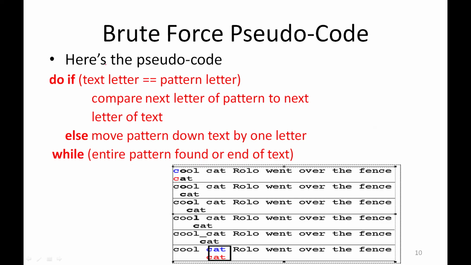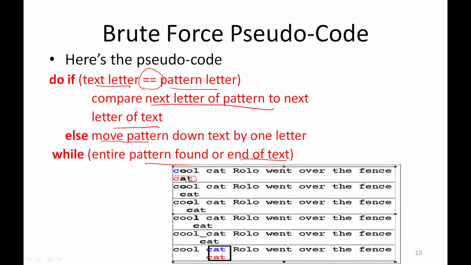We just match the text letter and the pattern letter to see whether they're equal. If they're equal, then we compare the next character of the pattern to the next letter of the text. Otherwise, we move. That is when I said about sliding, right? So you move the pattern down the text, that is forward, to the right of the text by one letter, and you keep on doing this until the pattern is found or you reach the end of the text.